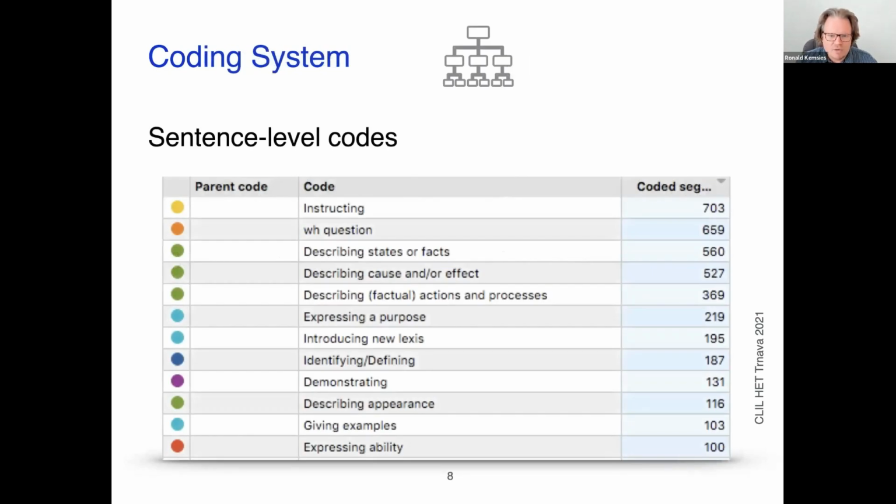Okay, and this is what the coding system looks like. This is a screenshot from MaxQDA, as you can see. We basically coded at the sentence level, and then we always decided what kind of language function a specific sentence could be related to. For example, here at the top, you see instructing, which is not surprising because when you look at the materials, there is a lot of language basically instructing learners what to do or to complete a task or something like that.